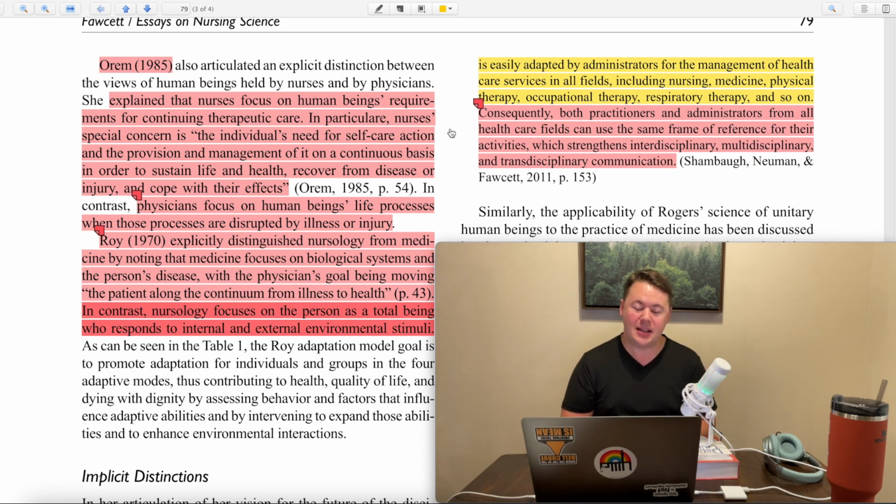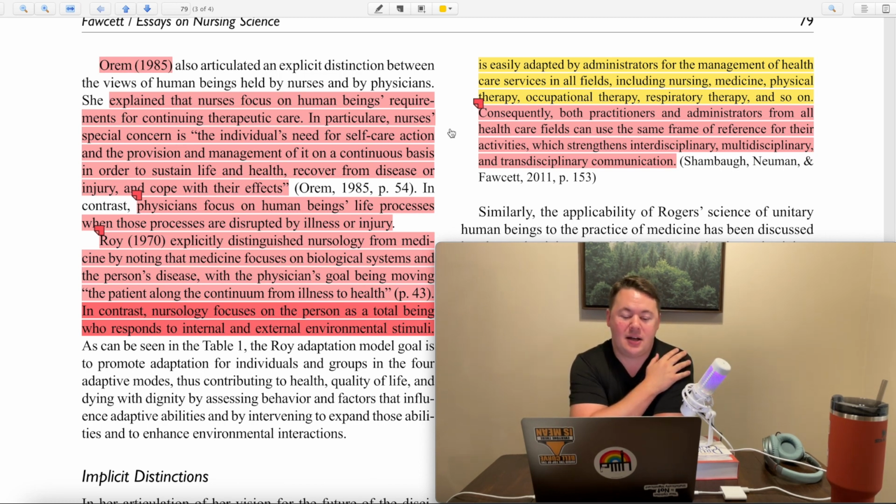Physicians focus on human beings' life processes when those life processes are disrupted by illness or injury. I fail to see how that's not also something that nurses do. Nurses focus on human beings' requirements for continuing therapeutic care. No idea what she means by continuing therapeutic care. But then she goes on to say, in particular, nurses' special concern is the individual's need for self-care action and the provision and management of it on a continuous basis in order to sustain life and health, recover from disease or injury, and cope with their effects.